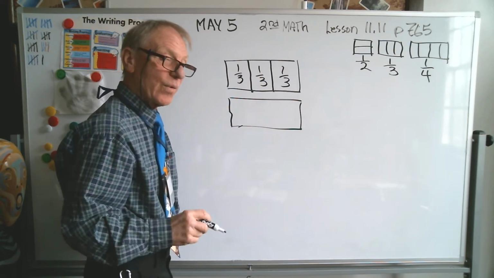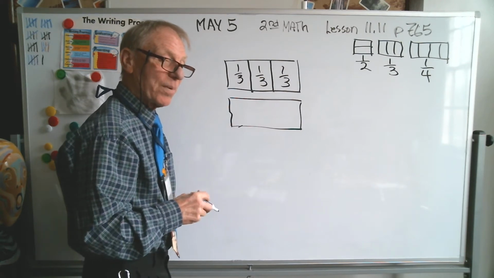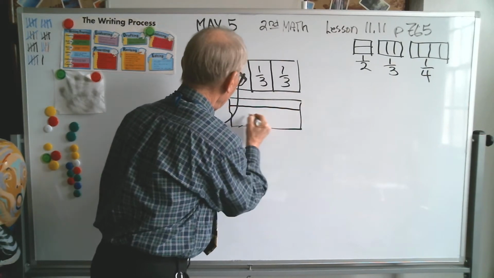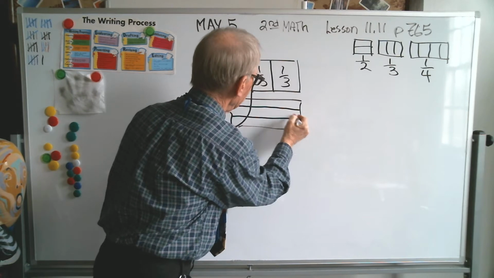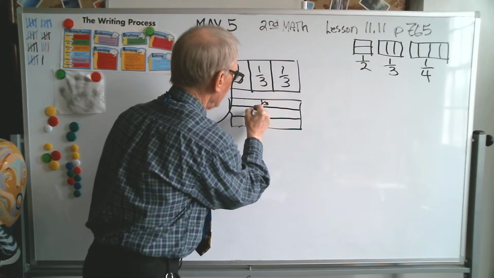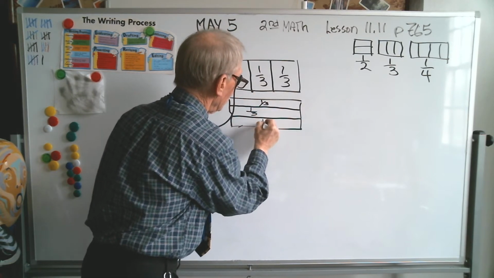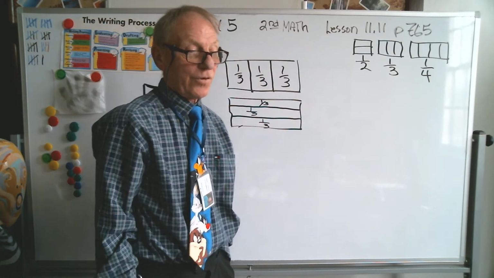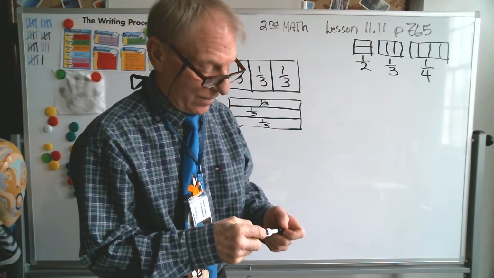So what's another way we can break this into 3 equal parts? Well, it's simply by doing this. And that gives us 1/3, 1/3, and 1/3. So there's 2 ways to break the rectangle.